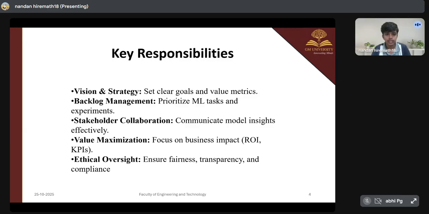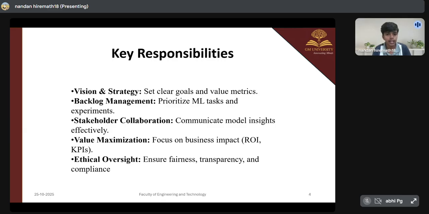What are the key responsibilities? Vision and strategy, backlog management, stakeholder collaboration, value maximization, ethical oversight. These are the key responsibilities. Let me explain one by one. Vision and strategy: set clear goals and value metrics. We must have the goals and the metrics.